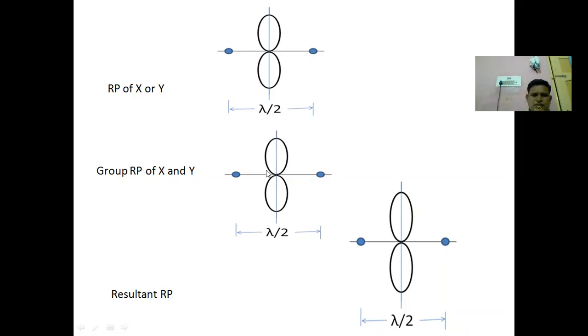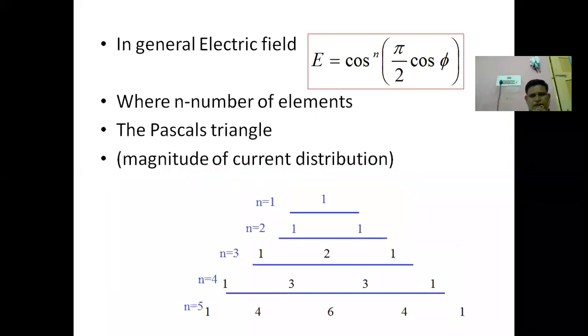Here also the distance of separation between these two elements is lambda by 2. Therefore, the resultant radiation pattern is obtained by multiplying the individual radiation pattern and the group pattern. We are getting this resultant radiation pattern. In this way we can eliminate the side lobes. Eliminating the side lobes means we are reducing the amount of energy wastage. In that way we can efficiently radiate the electromagnetic energy in a required direction.